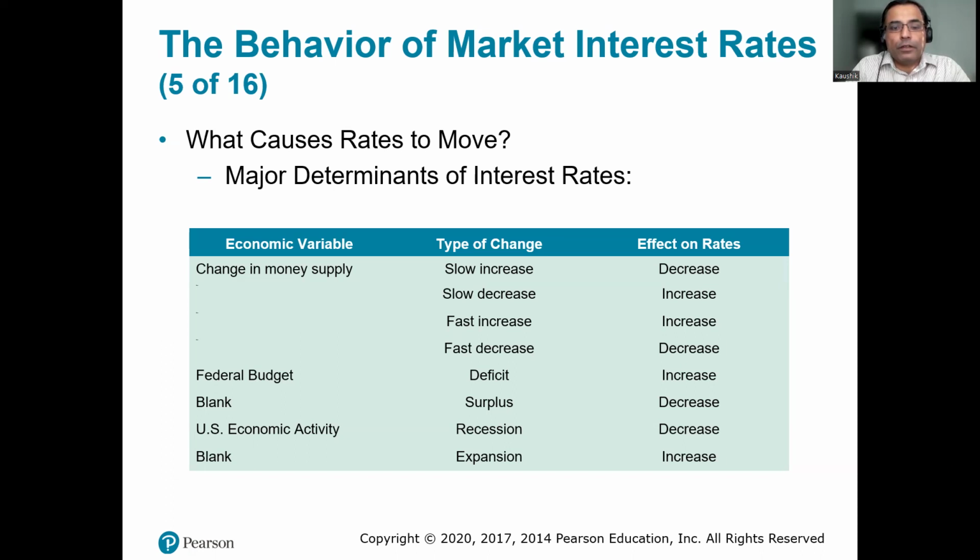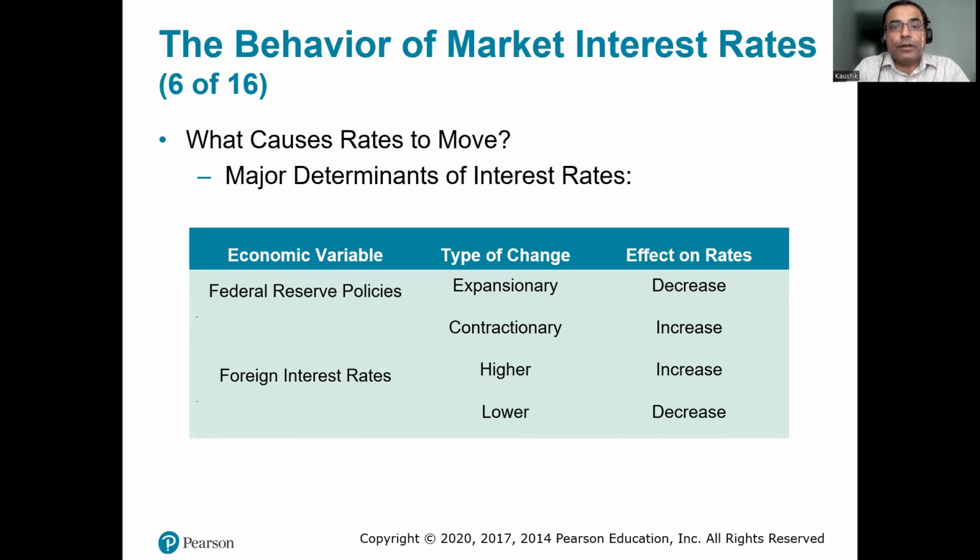If the economic activity shows that the economy is expanding, it means that there is more demand for funds, so interest rate goes up. If the economy is going through a recession, there is less demand for funds, so the interest rate goes down. If the Federal Reserve has expansionary policy, that it wants the economy to grow, then the interest rates will go down. So they will bring down the interest so that the funds are easily available to borrowers.